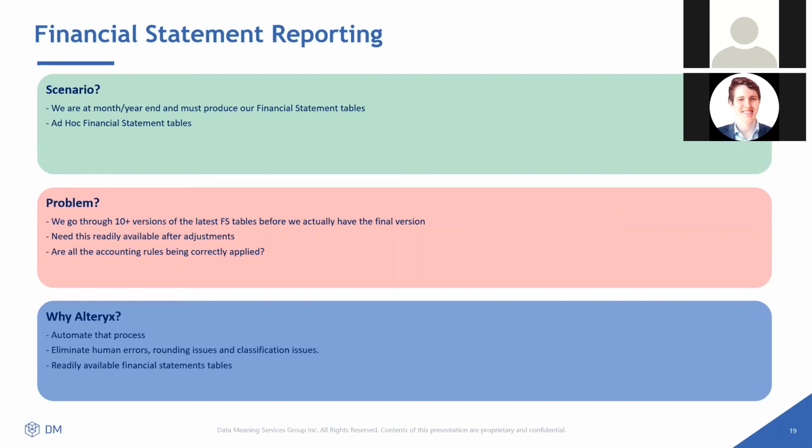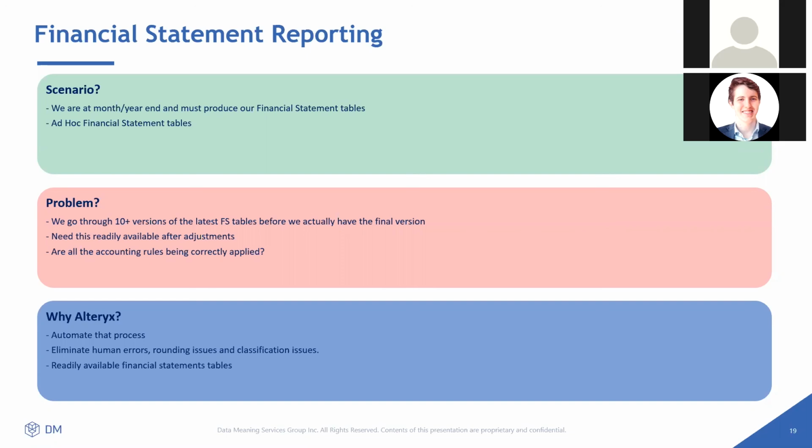So if there are any last minute adjustments, we need to go back. If we're doing, for example, Excel, we need to go back and manually change that and make sure that every number is combined and everything makes sense, right? And also, are all the accounting rules being correctly applied?